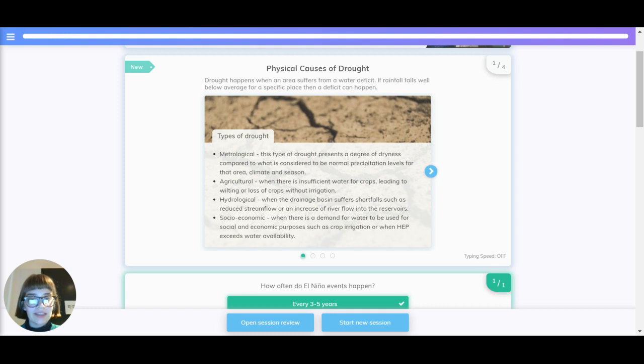Agricultural, when there is insufficient water for crops, leading to wilting or loss of crops without irrigation. Hydrological, when the drainage basin suffers shortfalls, such as reduced stream flow or a decrease of inflow into the reservoirs. Socioeconomic, when there is a demand for water to be used for social and economic purposes such as crop irrigation, or when HEP exceeds water availability.